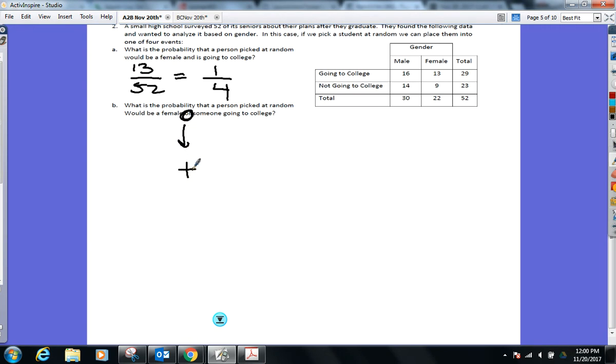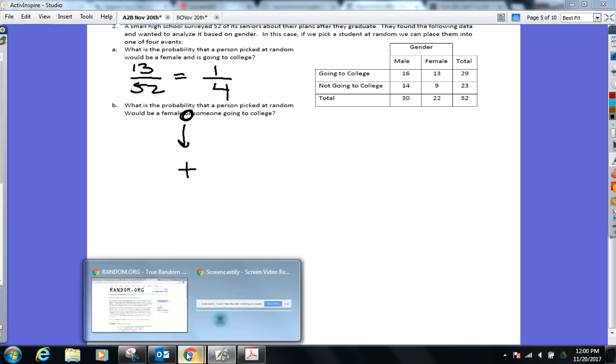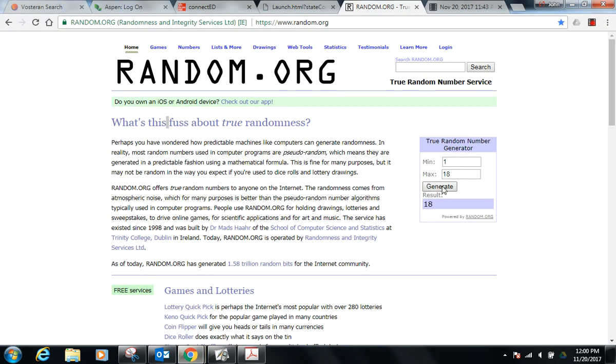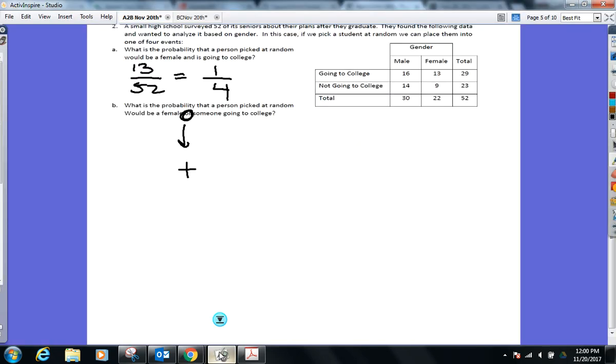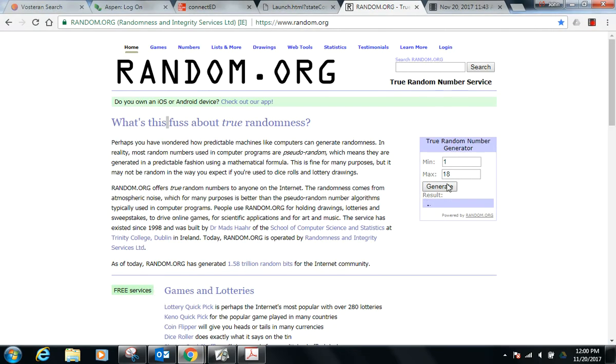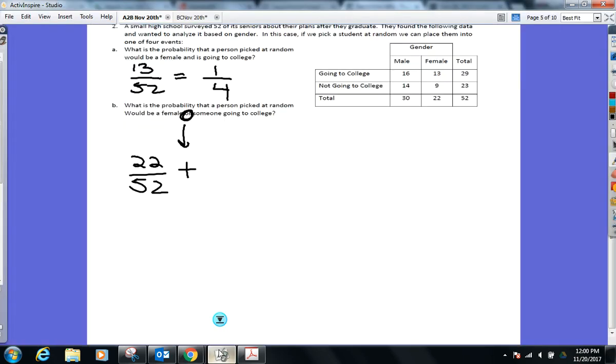So let's start with female from the table. College or not, doesn't matter. Probability you get a female: 22 out of 52. There's female, everybody, 22 females out of 52. Now, or somebody going to college, regardless of gender. All right, going to college. What do you got for me? How many people are going to college according to this? 29 out of 52.